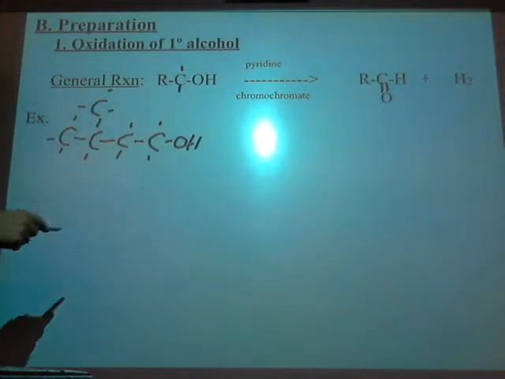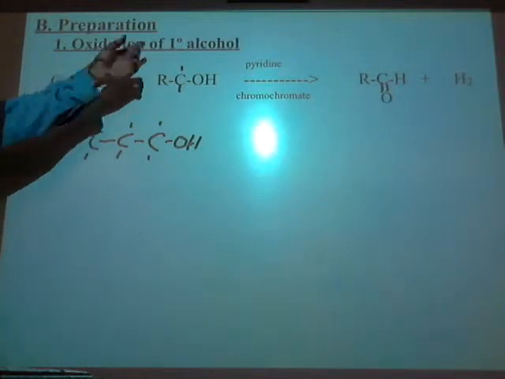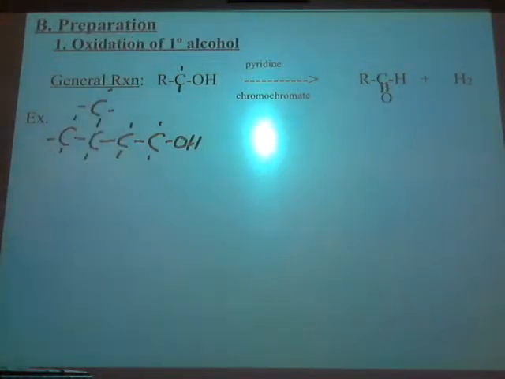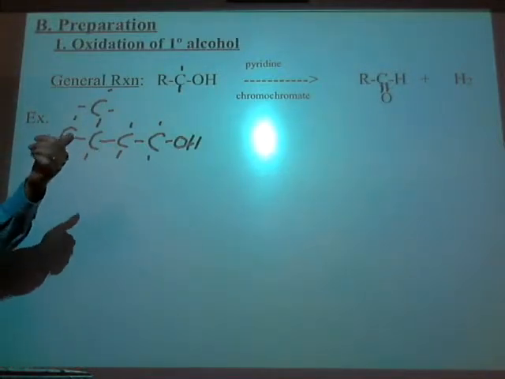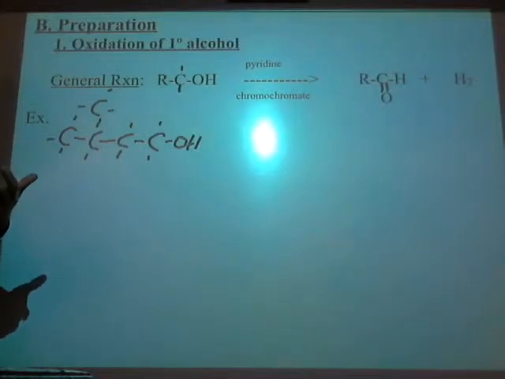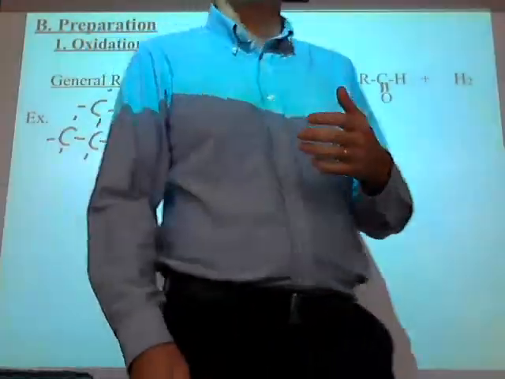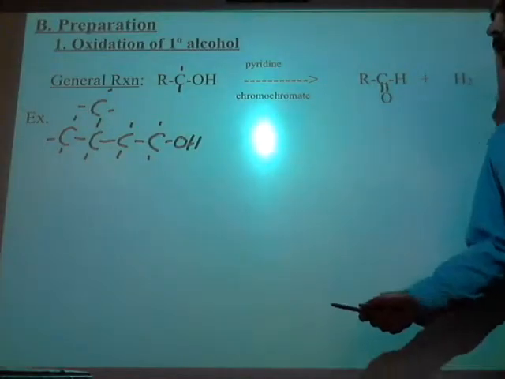Oh, and by the way, this came up in the other class. This 1 with a degree sign isn't like making a percent. It's not 1 degree, it's not 1%. What does 1 with a degree sign mean? I told you this a couple of times already. It means a primary alcohol. And what does primary mean? Which is a primary carbon.